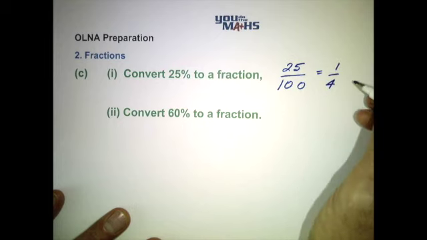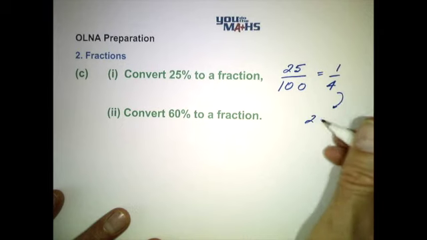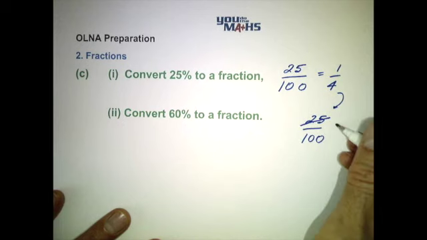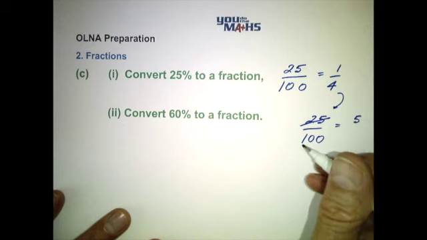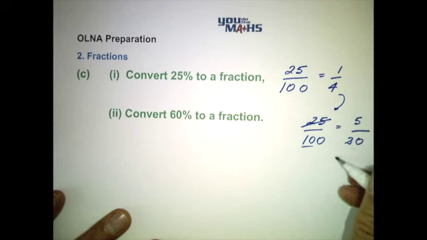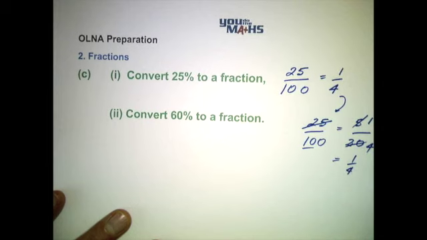Well, 25 and 100 end in a 5 and a 0. 25 ending in a 5 and 100 ending in a 0. That means 5 goes into both of them. 5 goes into 25 5 times. We know that 5 goes into 10 twice, and it goes into 0 0 times. So that's 5 over 20. We can simplify that to 1/4 because 5 goes into 5 once and into 20 4 times.